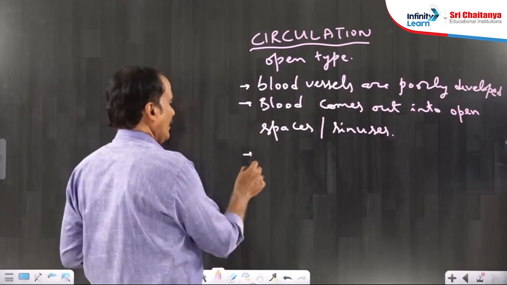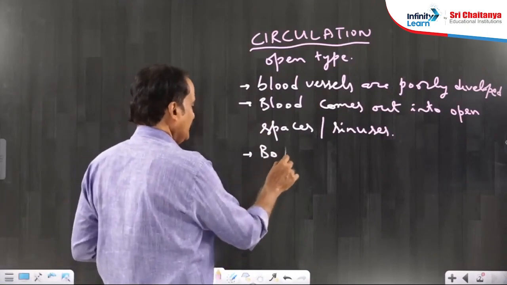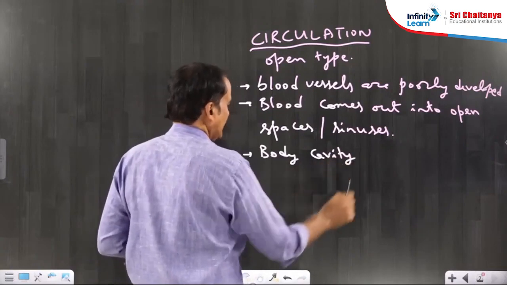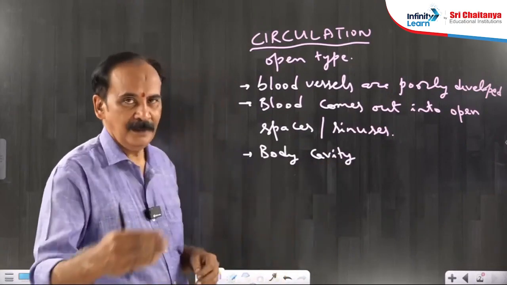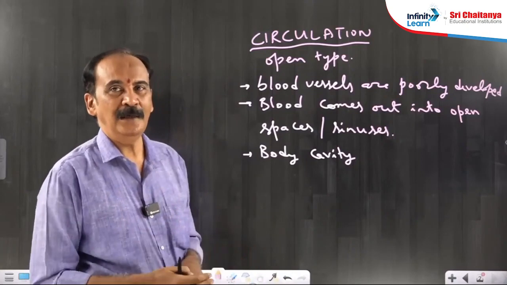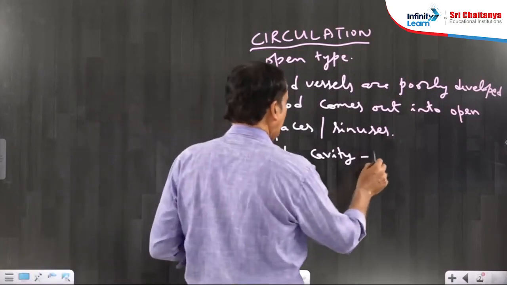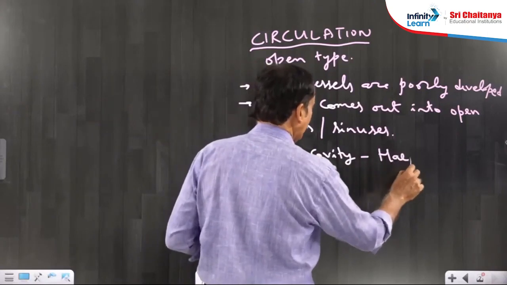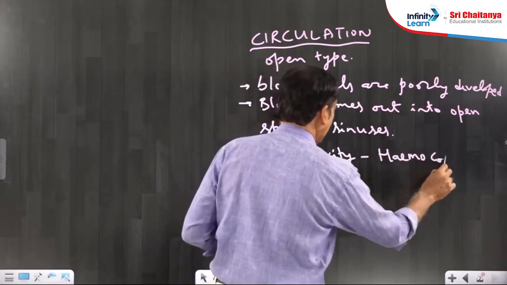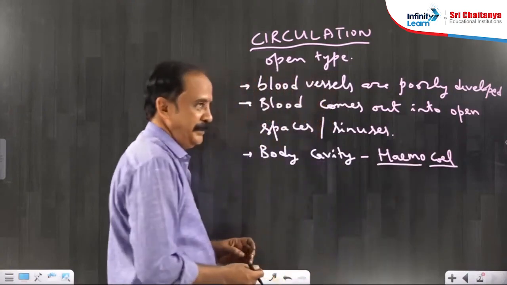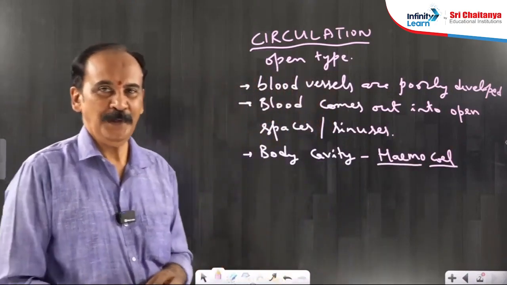One is the body cavity, then blood, and the third is the pumping organ, heart. So body cavity in cockroach is called as hemocoel. Body cavity in cockroach is named as the hemocoel.